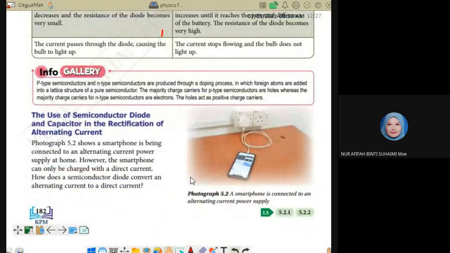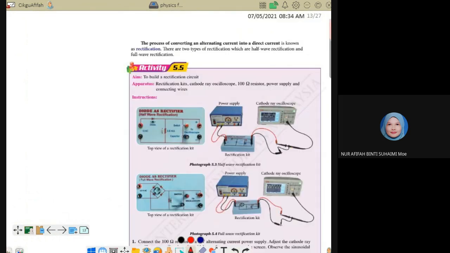The use of semiconductor diode and capacitor in the rectification of alternating current. Okay, so just now the new word here is rectification. Rectification is the process to convert AC to DC. Process of converting AC to DC. Rectification of alternating current. Okay, how does a semiconductor diode convert an AC to DC? Look at the next page here.